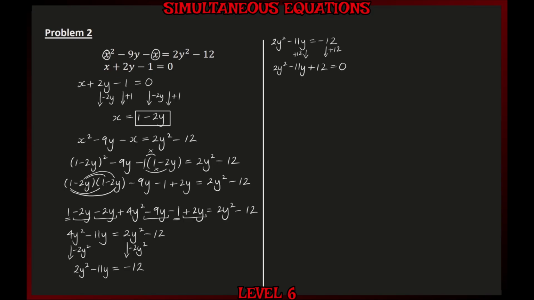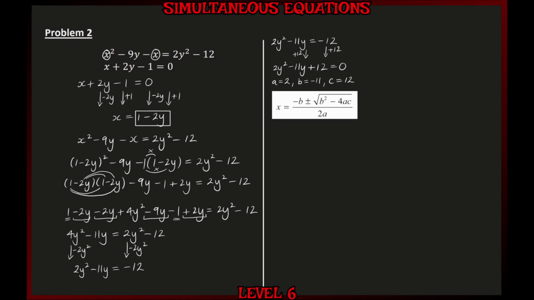There are different ways to solve this quadratic. Since there's a number in front of the y squared that's not 1, I'm going to solve this by using the quadratic formula, but you could also try and factorise. Now before we can use this formula, we need to establish the values of a, b and c. Now a is always the number in front of the y squared, so that's 2. b is the number in front of the y, so that's minus 11, and c is the number that's on its own, or the constant, which is 12.